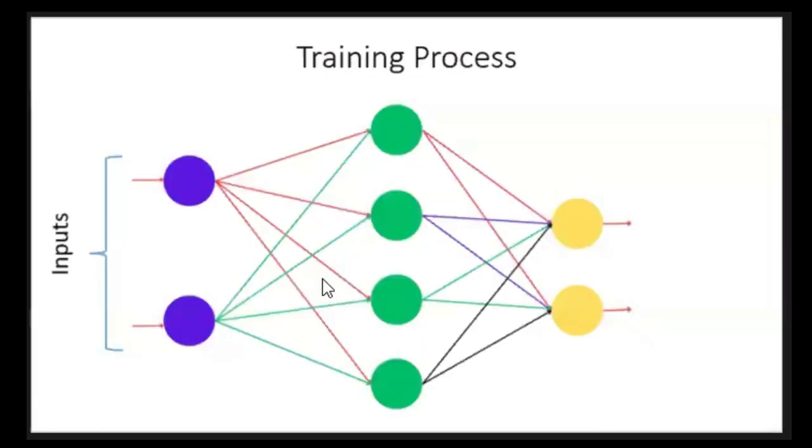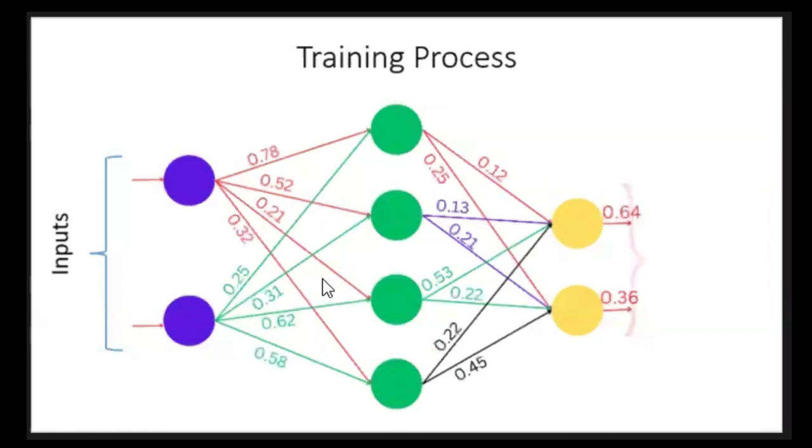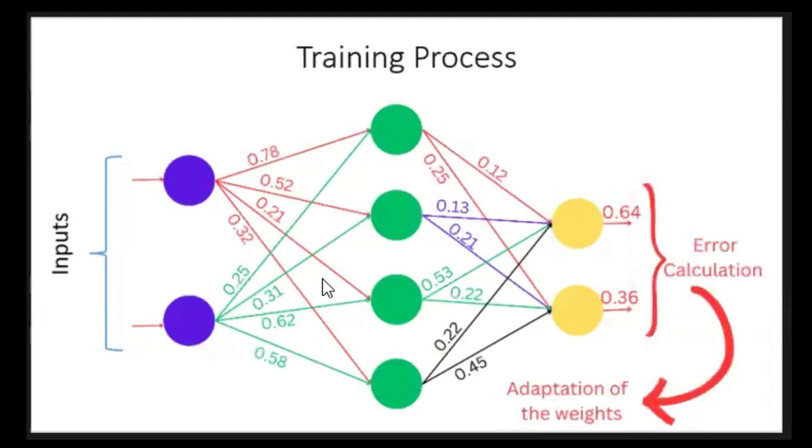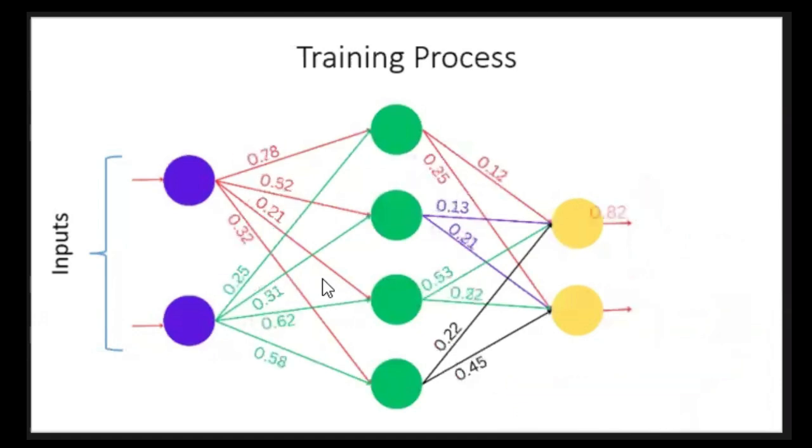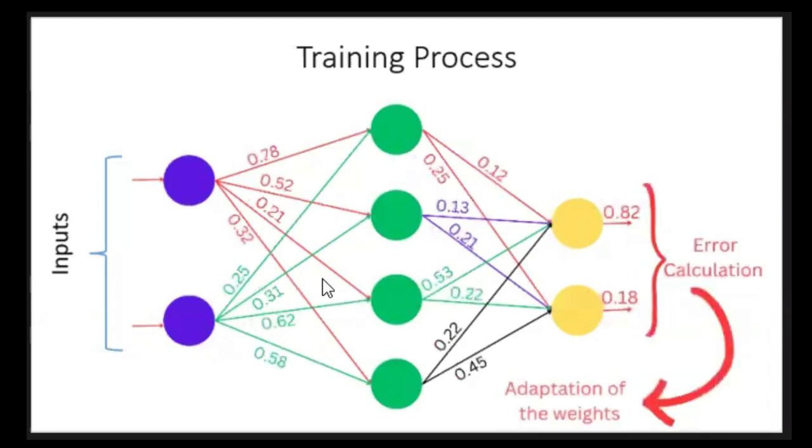So now these are the training processes. You give the input. So now, first what will happen is, you can see the weights are changing here. Then the error calculation.